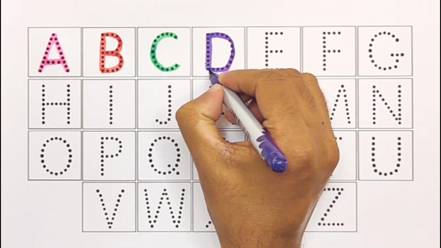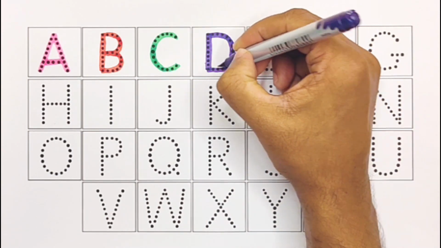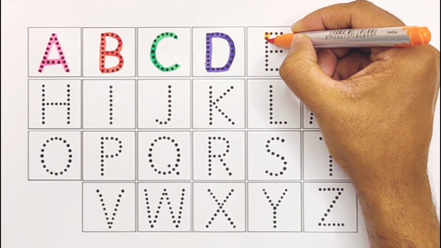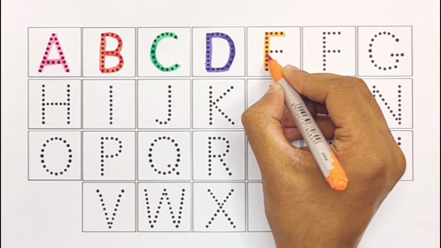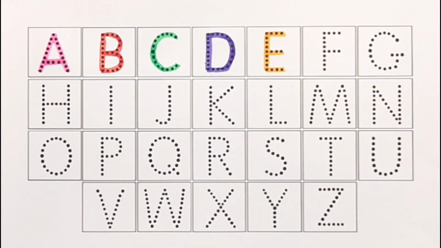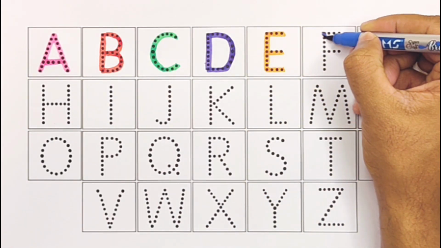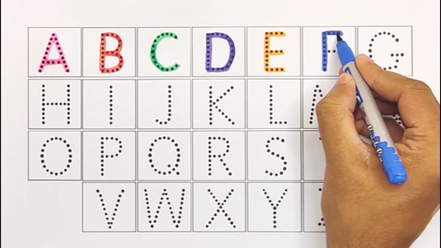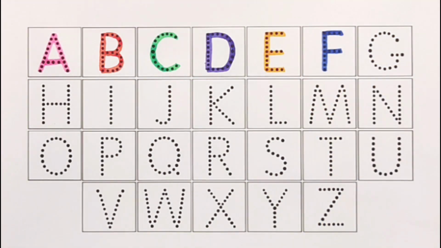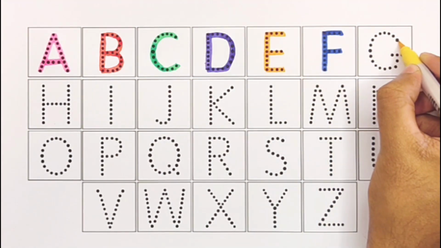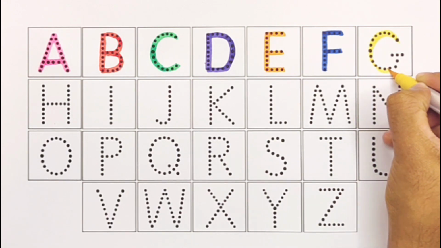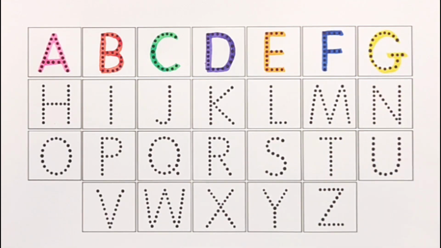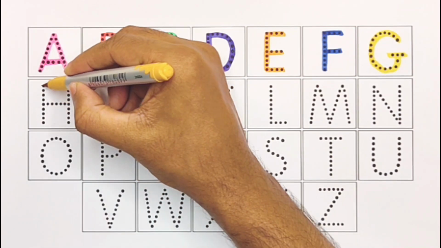D for dress. Orange color. E for eagle. Blue color. F for fish. Yellow color. G for garden. Yellow brown color.